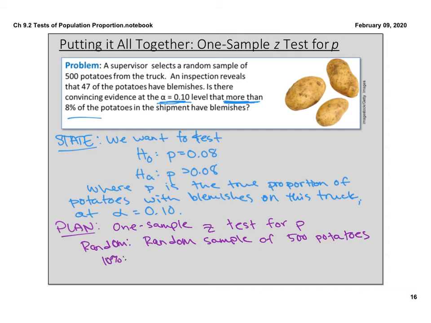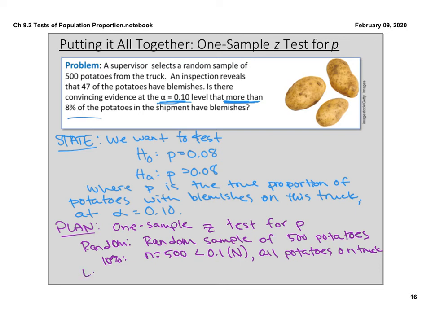10%: n equaling 500 is less than 0.1 of capital N, the potatoes on the truck. It is definitely safe to say that 500 is less than 10% of the potatoes on the truck.